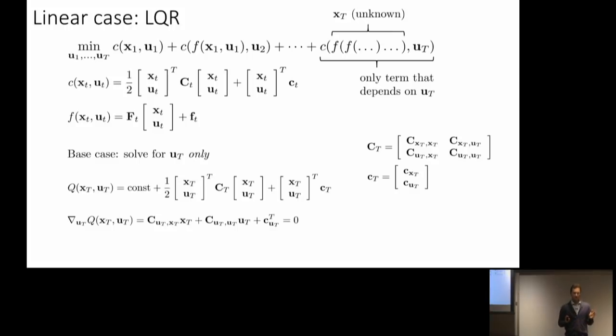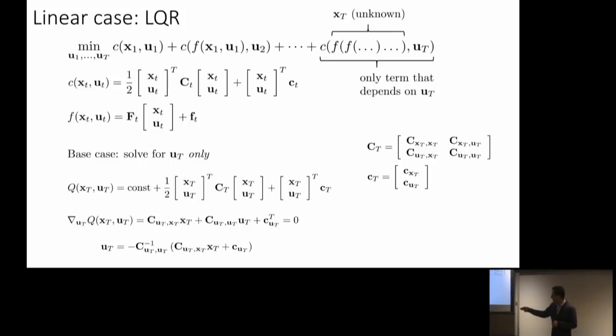I'm going to set this to 0, and I'm going to solve for u_t, which is just a little bit of simple algebra. I throw this term over to the right-hand side, and then I multiply both sides by C u_t u_t inverse. And that gets me this equation for the last action. So it's just a little bit of linear algebra. The optimum for a quadratic is just given by this equation. Now this equation depends on x_t, which as I mentioned is unknown at this point. But we're going to recurse and we're going to solve for it later.